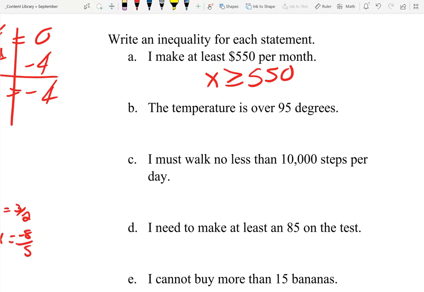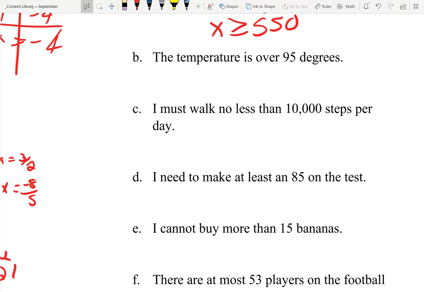Now, look at B. The temperature is over 95 degrees. So x is our temperature, and it is over 95. So the temperature is more than 95 degrees. It's not equal to, because it doesn't say anything about being equal to 95. It just says it's over. It's above 95, so it is greater than 95.